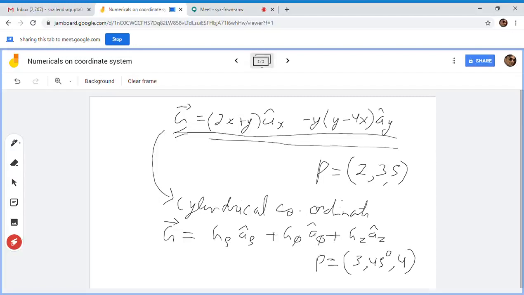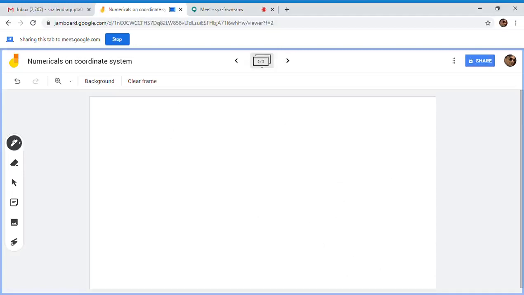Just see. So you are having this thing. If we want to find the rho component of that field, I told you that we can always take a dot product with the unit vector a rho.